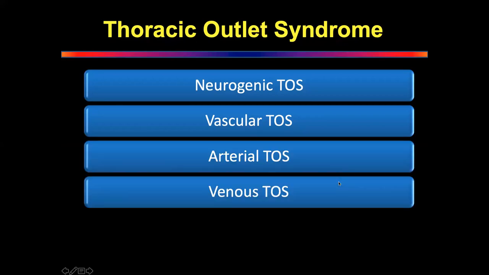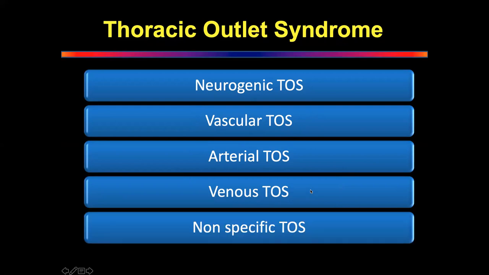Then you've got the arterial and the venous. So vascular is when both are compressed. Arterial is when only the artery is compressed. Venous is when only the vein is compressed. And there's one more variety where you do not know what is happening. It's non-specific. So in a non-specific TOS, you'll usually have a combination of factors. So you can have both neurogenic and vascular symptoms.